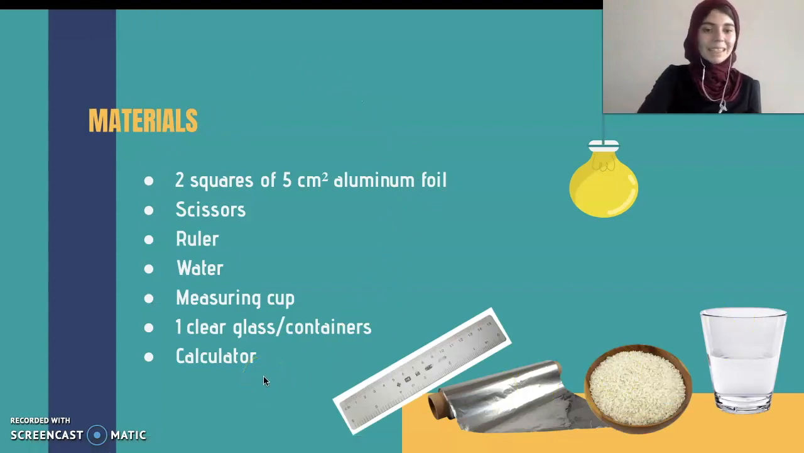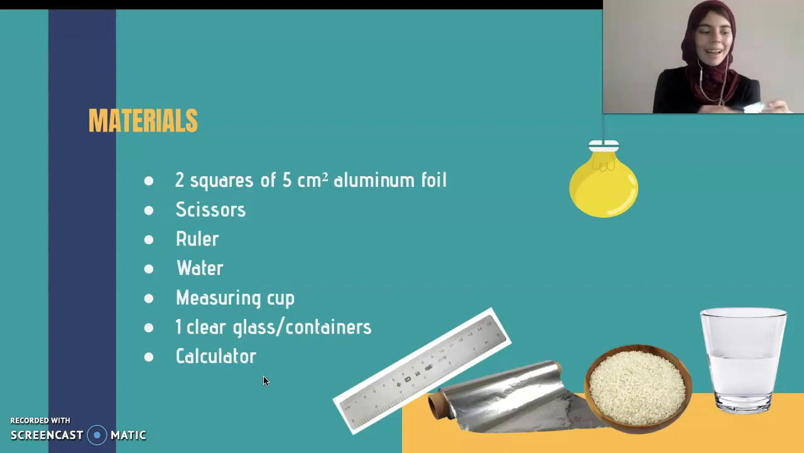Here we have our materials. So what you can do is go ahead and get started with 2 equal sized pieces of aluminum foil. I made mine 5 centimeters by 5 centimeters. You can make them however you want, but they just have to be the same size, okay? And probably don't make them too big or else it might not work as well.